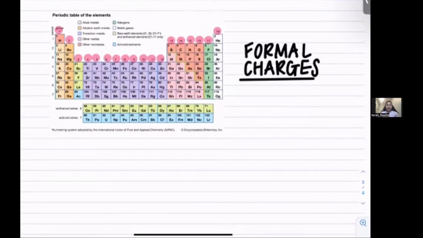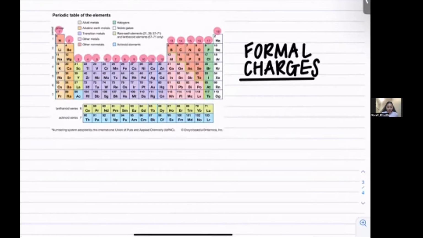Today we're going to be talking about how to calculate a formal charge on a molecule, and we're going to be using Lewis structures to help us visualize these calculations. So first, I want to talk about the periodic table. One thing to note, I want us to talk about the groups on the periodic table. These are going to be your columns of elements.